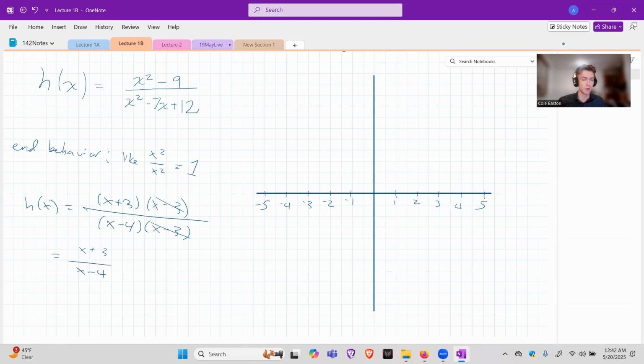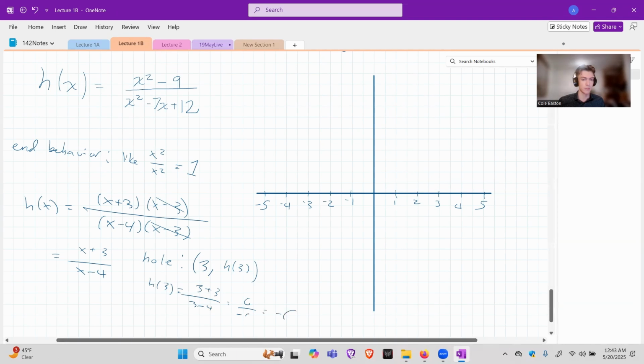But we do want to note right now, because we canceled out that x minus 3, that we're going to have a hole at 3, comma, and then we're going to plug 3 into this. So it's going to be 3 comma h of 3, and h of 3 equals, I'm just going to plug it into that, 3 plus 3 over 3 minus 4. So it's 6 over negative 1, which is negative 6. So the hole is at (3, negative 6).